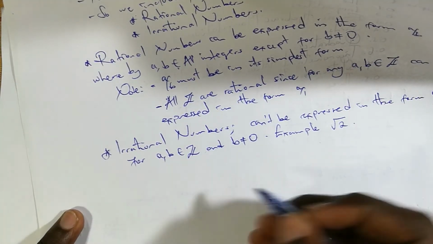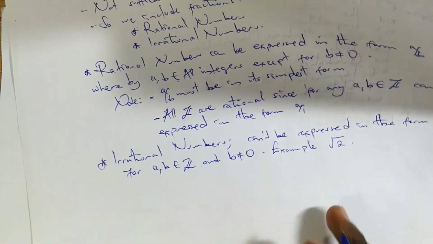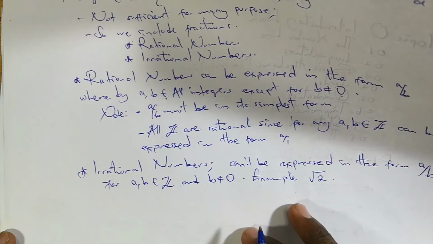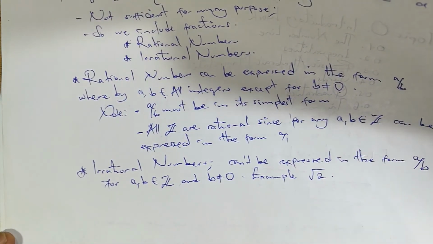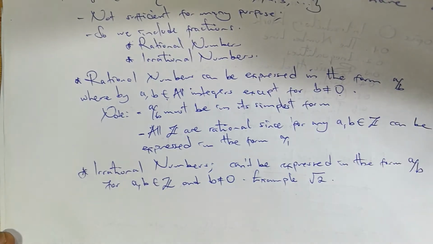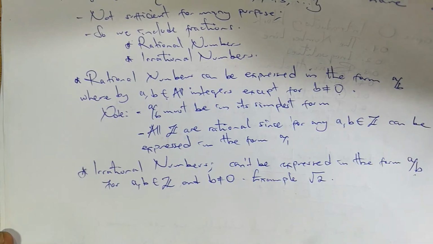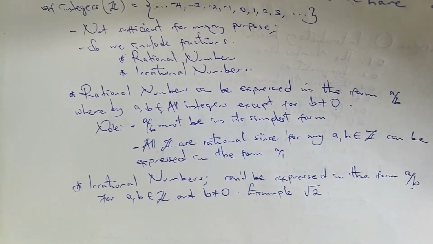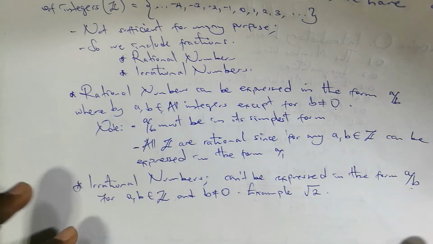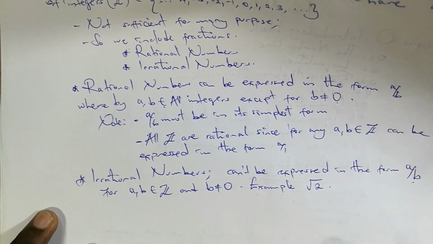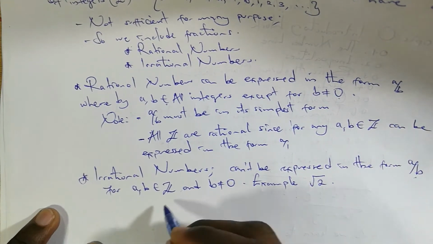So we have that root 2, and we can prove that. I think for this case we need to prove that it's not rational. That means we need to show that it cannot be expressed in this form. And remember, this a and b should be in its simplest form. So if you can't prove that this one is in its simplest form, then that means root 2 is basically irrational. But we're going to prove this by contradiction.